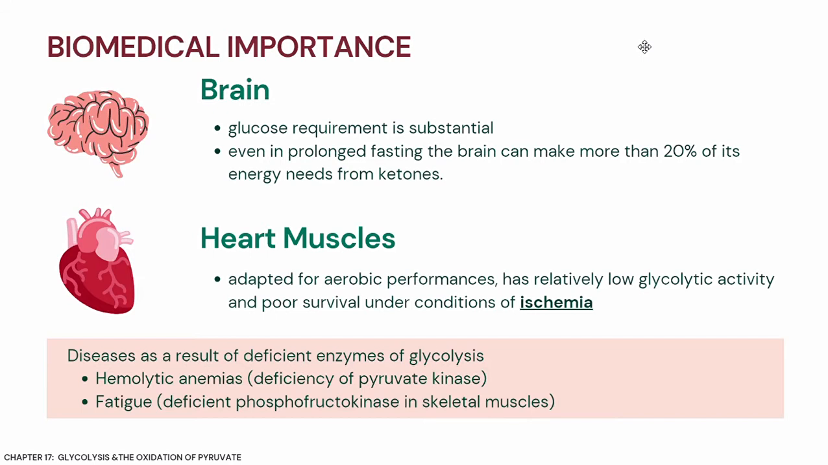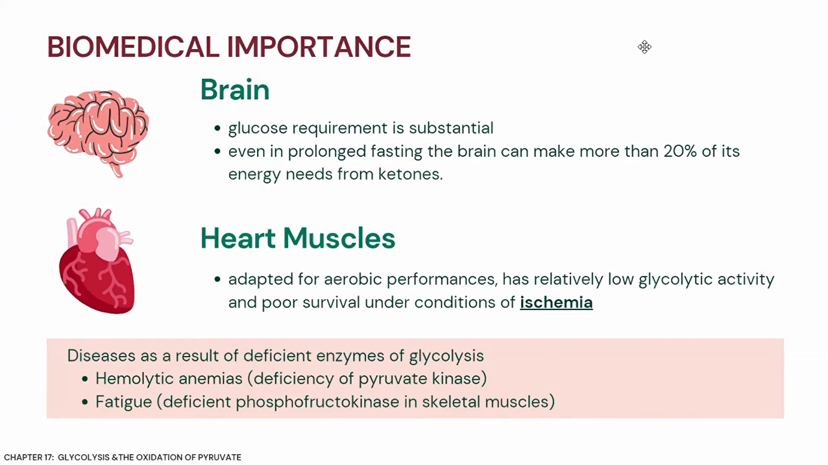And there are diseases as a result of deficiency of enzymes of the glycolytic pathway. One is hemolytic anemia, which is a deficiency of one of the enzymes, pyruvate kinase. Fatigue could also be due to deficient phosphofructokinase in the skeletal muscles. Okay. All right.